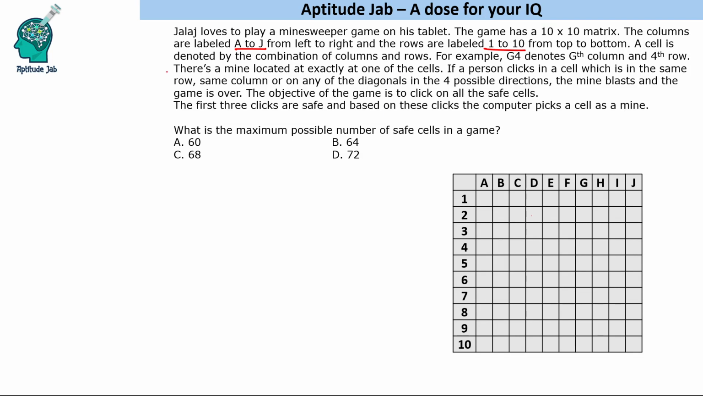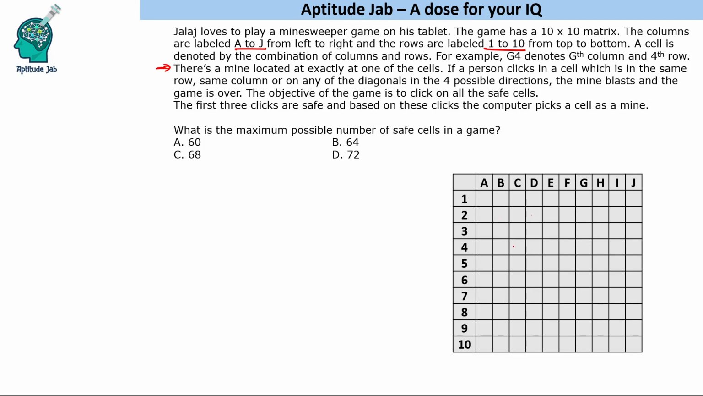Now, here is the thing given about the game. It is said that there is a mine located at exactly one of the cells. The mine can be located at any of the 100 cells, only one mine. And if a person clicks on a cell which is in the same row, same column, or any of the diagonals in the four possible directions, the mine blasts and the game is over. The objective of the game is to click on all the safe cells.